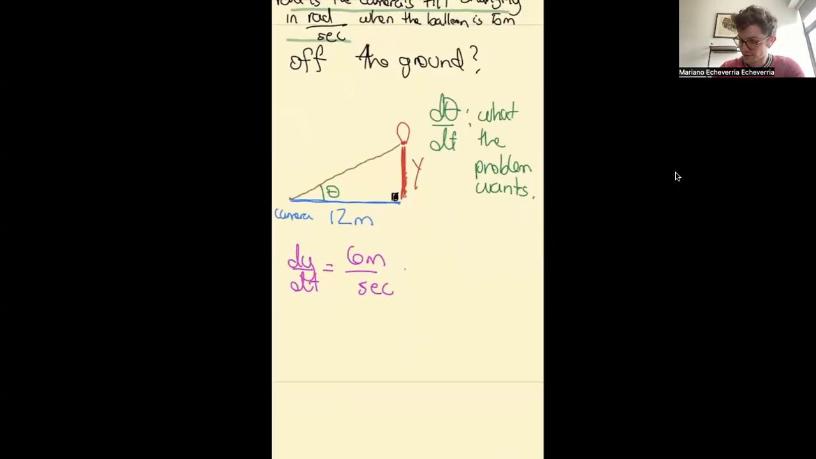Tangent of theta is y over 12. And that's the key equation. That's the equation that will make everything else work. So finding this out is kind of useful as well. That making sense?